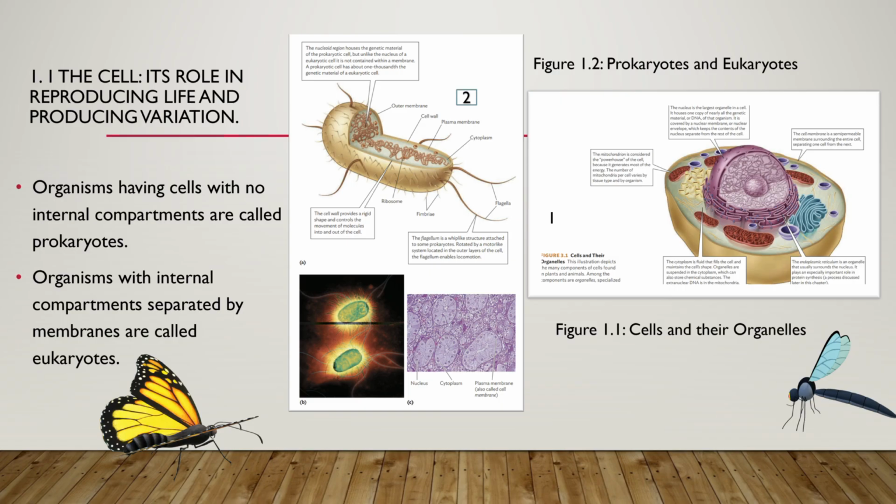Let's start with the first one, the cell, its role in reproducing life and producing variation. The cell is the basic unit of life for all organisms. Every organism has at least one cell, that is the baseline definition of an organism. Organisms having cells with no internal compartments are called prokaryotes. Organisms with internal compartments separated by membranes are called eukaryotes.